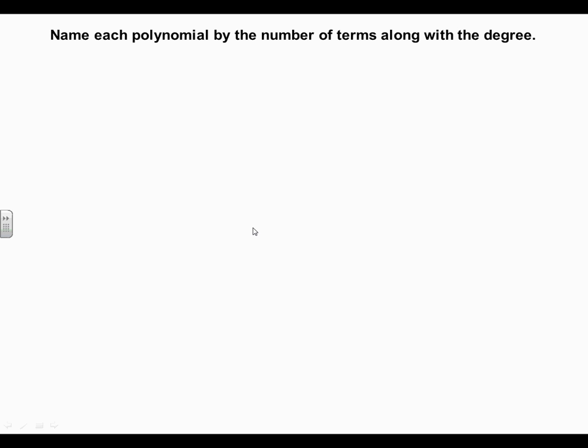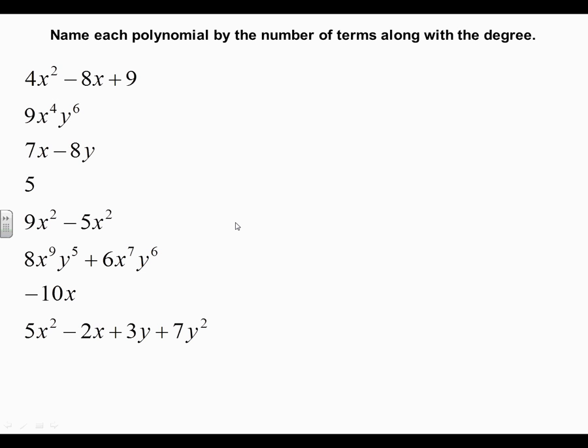So now we're going to name several examples of polynomials by the number of terms along with their degree. So here is a list of examples. We're going to look at the first one, 4x squared minus 8x plus 9. It's got three terms. That makes it a trinomial. And we look at each part separately. So the first one has a degree of 2. The second term has a degree of 1. The third has a degree of 0. Therefore, the one that's the biggest is 2.